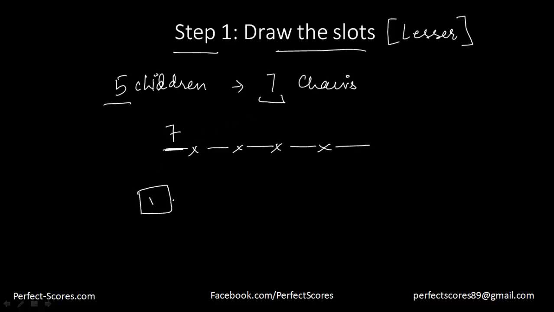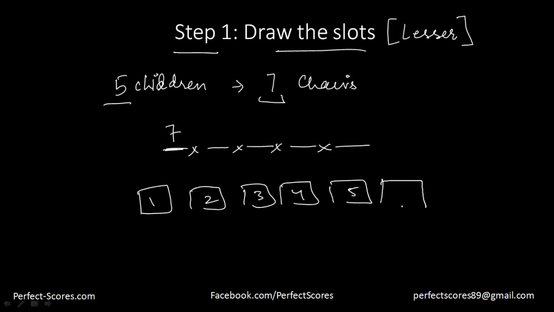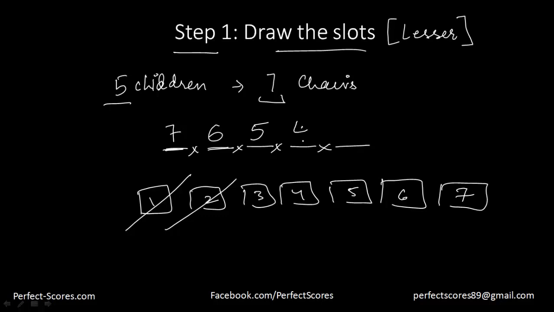So let's suppose this is chair 1, chair 2, chair 3, chair 4, 5, 6, and 7, right? So the first guy will come, he will have 7 options in front of him. He'll choose one of them, right? Now what will happen when the second guy comes in? He will have 6 choices in front of him, because one choice has already been taken by the first child. So he'll choose one. Similarly, 5, 4, and 3, and this is going to stop here because I just had 5 slots, right?